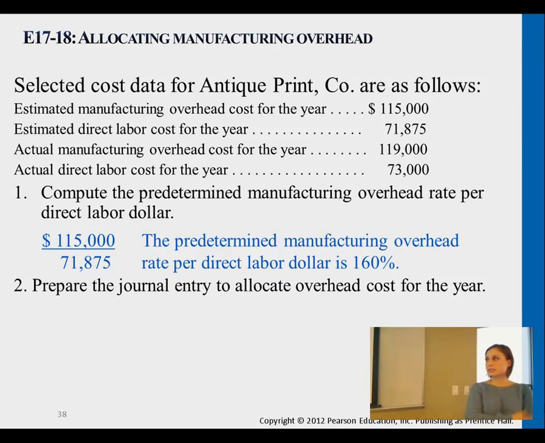Okay. So next, let's try this journal entry to allocate overhead cost for the year. You'll need to debit something and credit something. Work in process inventory. Am I going to debit or credit that? Then I'm going to debit it. And then I'll credit manufacturing overhead.